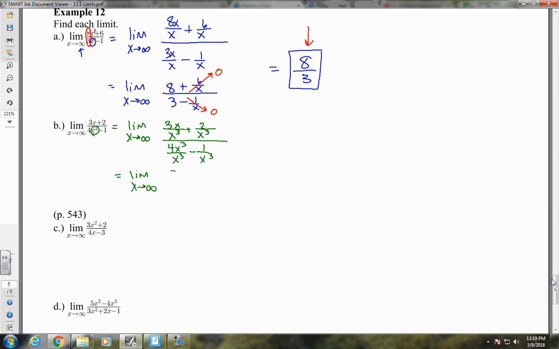3x over x cubed is 3 over x squared. Can't do anything here with this second term. We get a 4 in the denominator minus 1 over x cubed. Notice all those fractions. They've got a variable in the denominator.